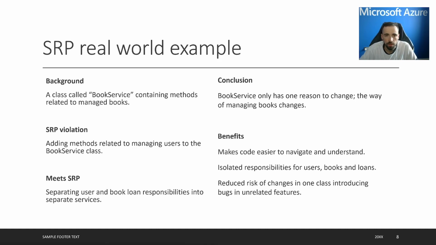And the benefits of this is that it makes code easier to navigate and understand. We have isolated responsibility for users, books and loans. And it means that if we make changes in one class, such as the BookService class, we're not going to as easily introduce bugs in unrelated features such as user management or vice versa.